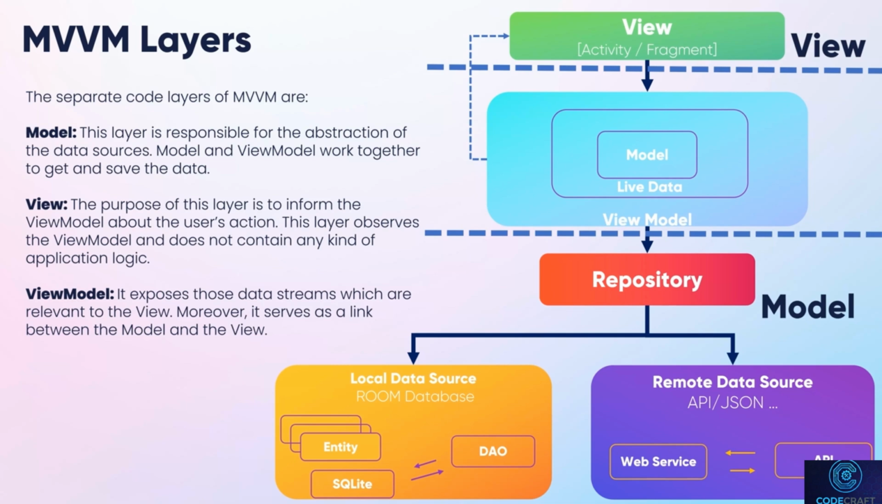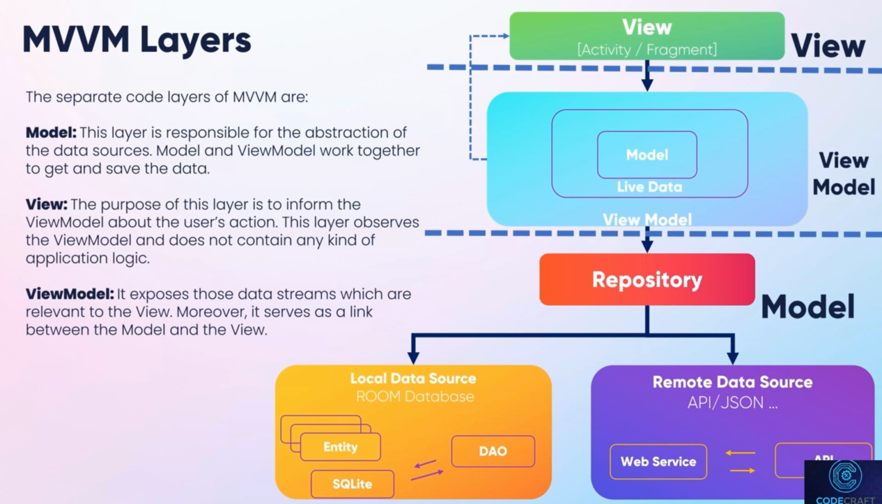The view. The view is responsible for the user interface and the presentation of the data. It includes XML layout files, activities, fragments, and UI elements like buttons, text views, and widgets. In MVVM, the view observes changes in the view model and updates the UI accordingly.